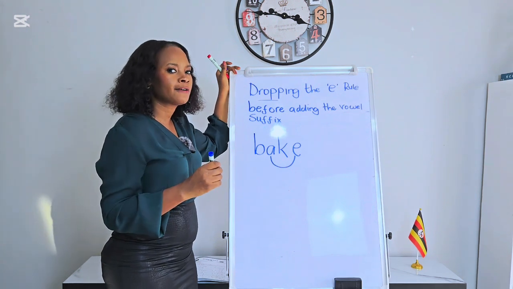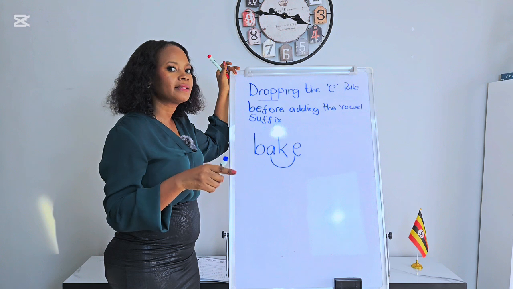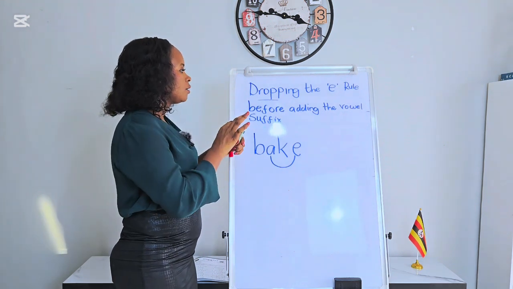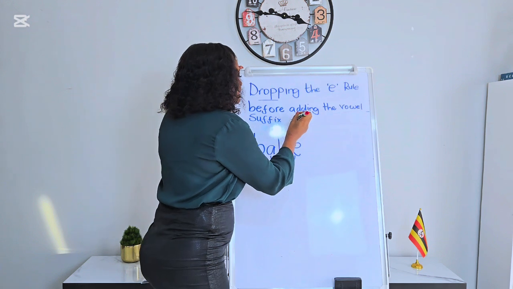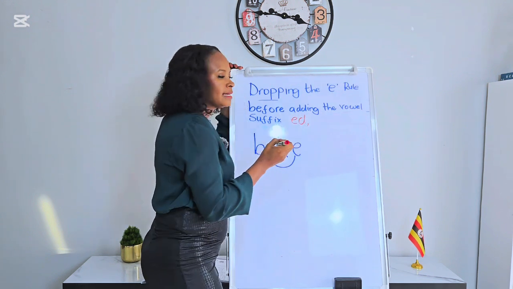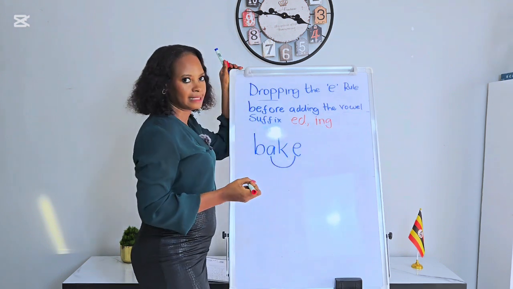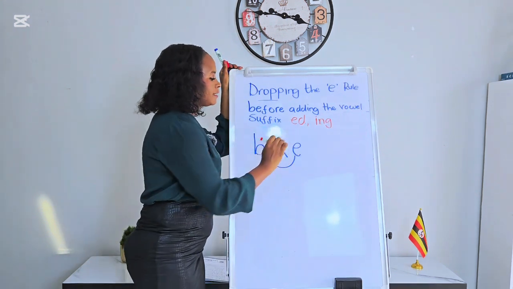But which ones are vowel suffixes? Vowel suffixes are those that start with a vowel. We have ED to show the past tense, and then ING to show the present tense. Those are the vowel suffixes.